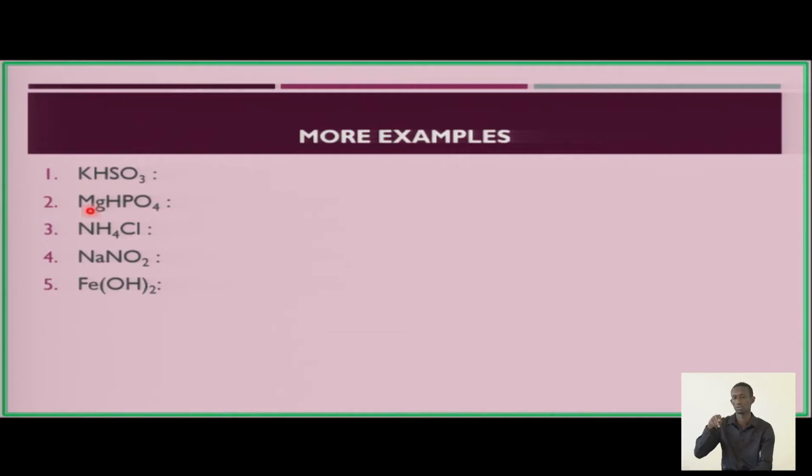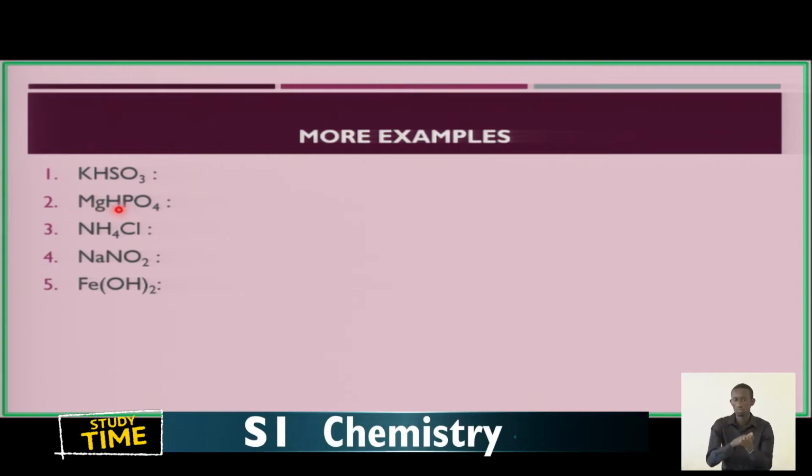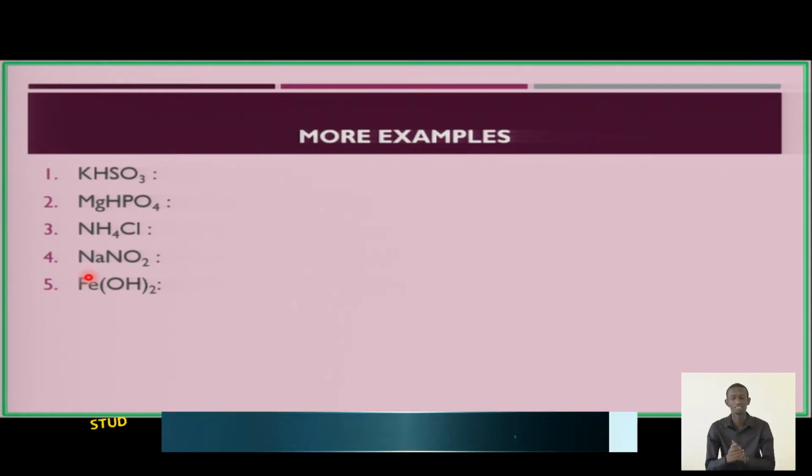And the second one is MgHPO4. The name for the positive part, the metal one, is magnesium. And this one is hydrogen phosphate. So the name will be magnesium hydrogen phosphate. Ammonium and chloride. So the name is ammonium chloride. And as usual, number 4 and number 5, this is for your practice. Okay? You will try them.